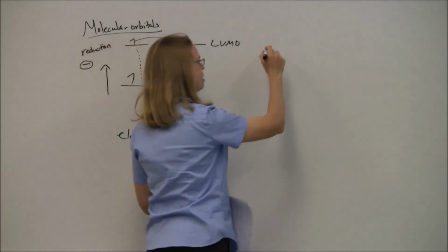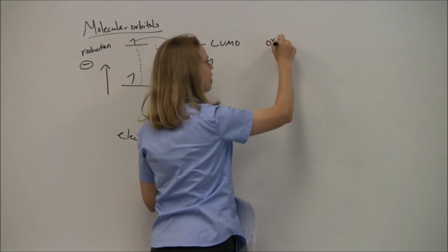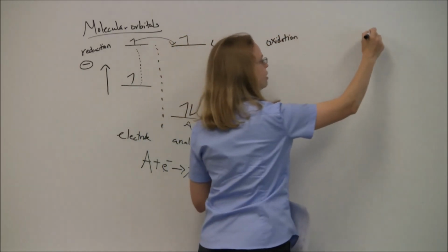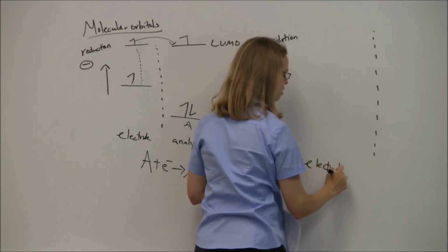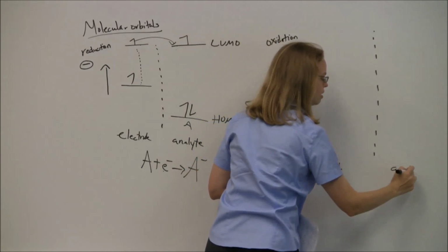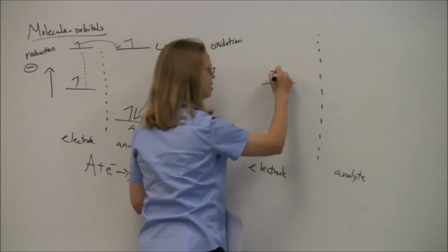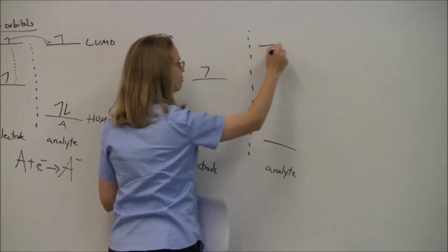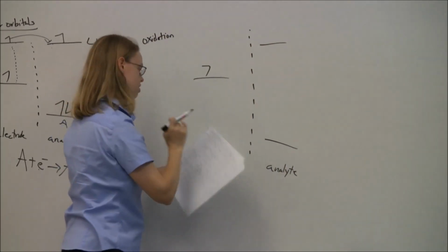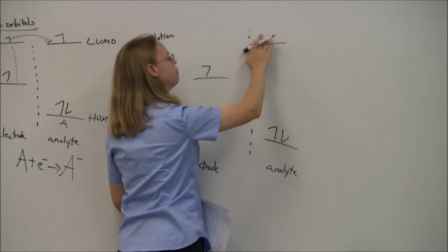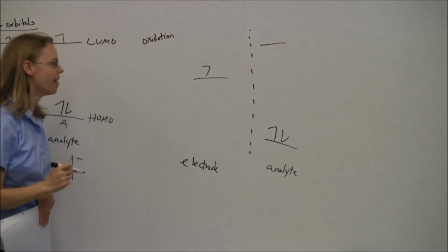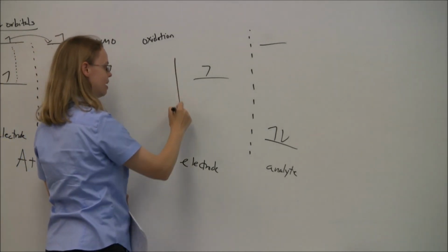All right, then oxidation is not so hard. We're going to still have the electrode over here, my analyte over there. We're going to start with an electron. What am I kidding? Right, so now let's think about oxidation.